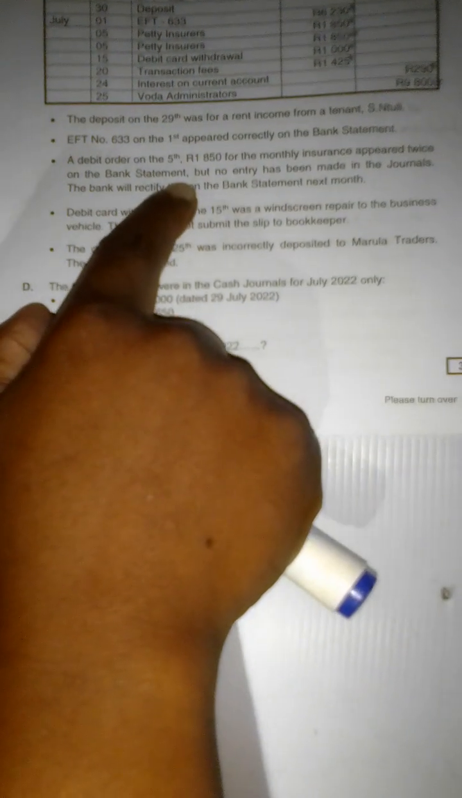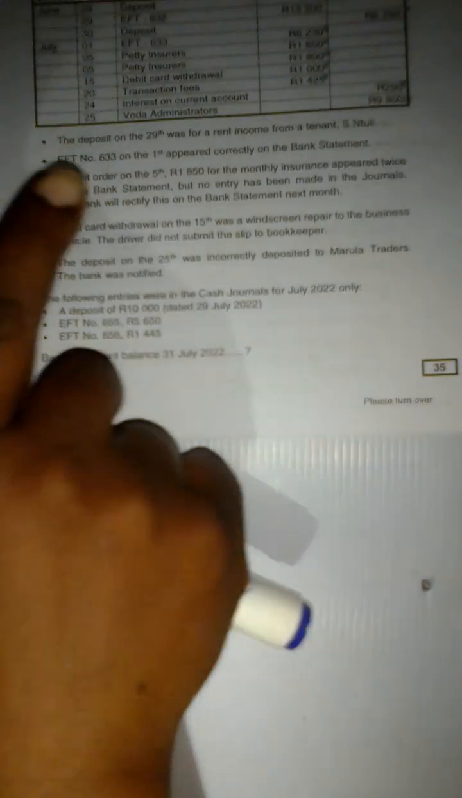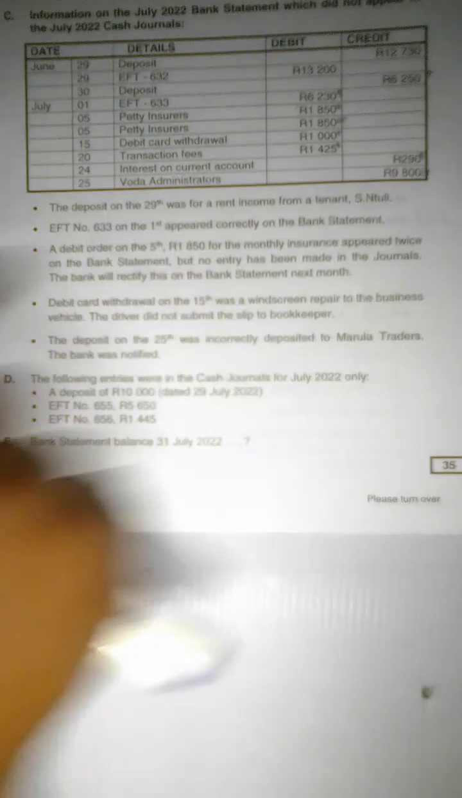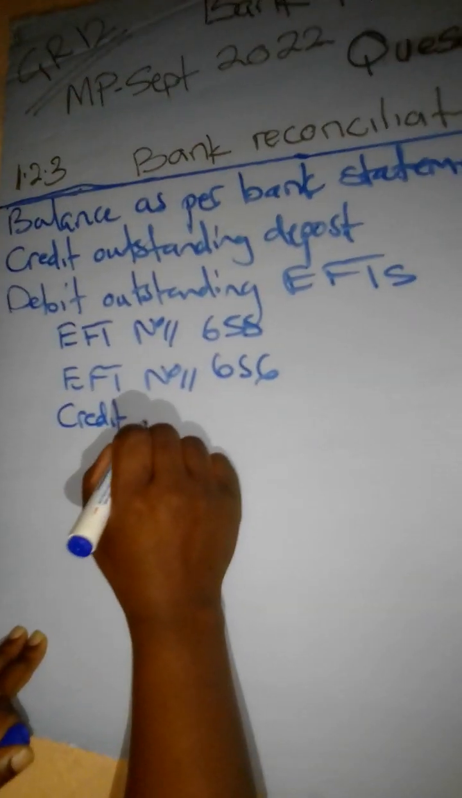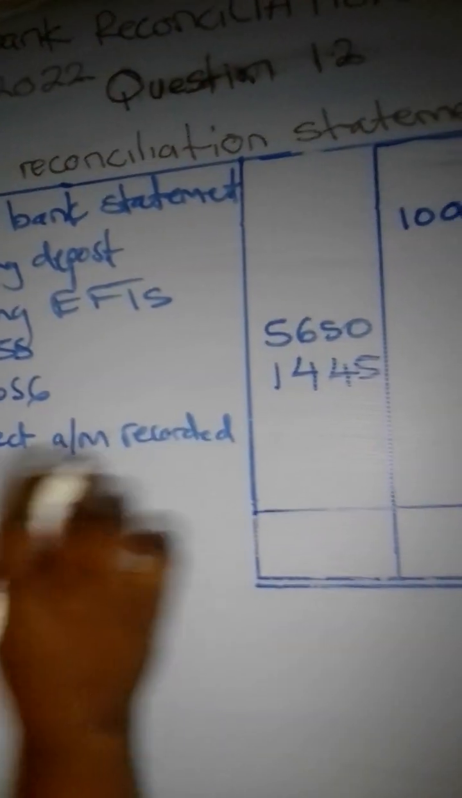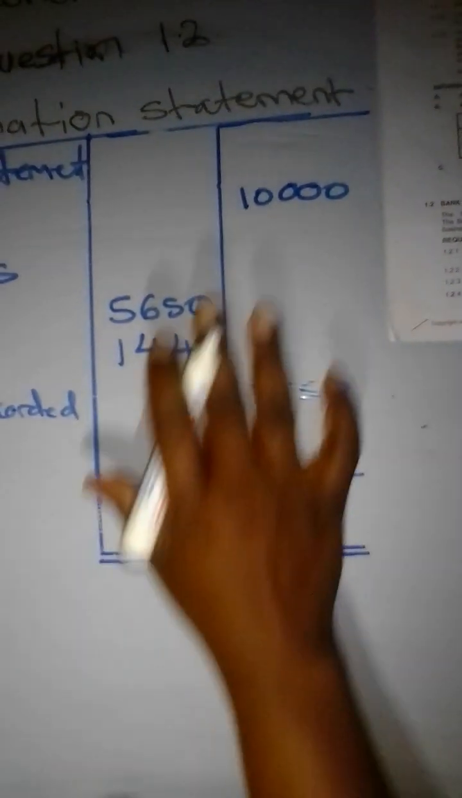We had an error whereby a debit order on the 5th of 1,850 for the monthly insurance appeared twice. The other one we have recorded in our CPJ, on the debit side. In order for us to cancel it, we are supposed to record it on the credit side. So we take that in petty insurers, indicate it as an error, and record it on the credit side: credit incorrect amount recorded. By doing this, we have cancelled it off.